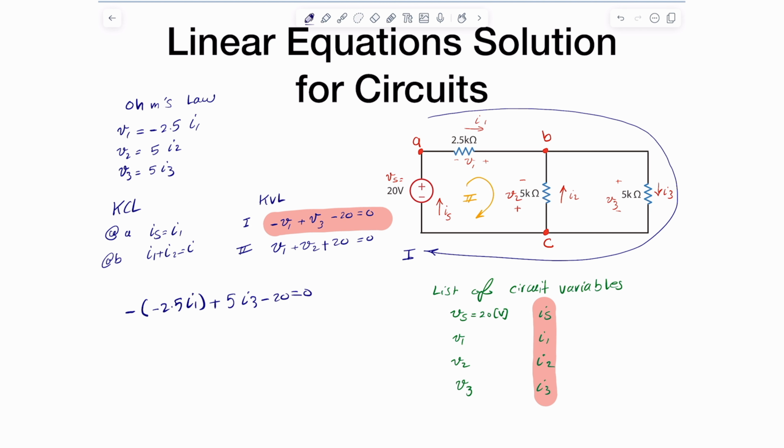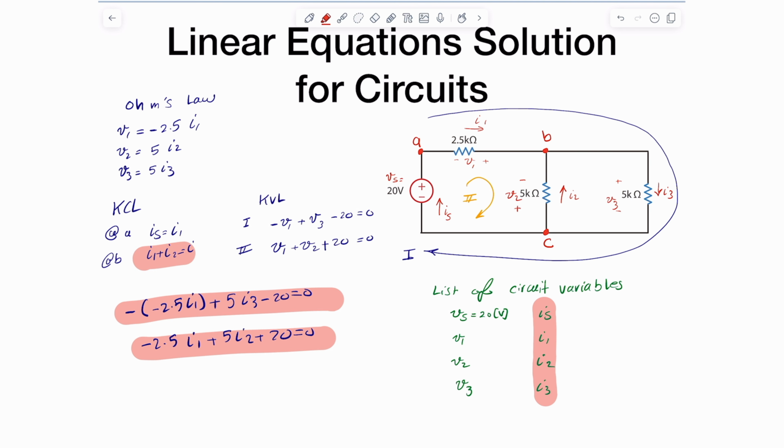Similarly, I can use this equation in here, and I can rewrite it using Ohm's law. So V1 is simply negative 2.5 I1 plus V2, which is 5 I2, plus 20 equals 0. So now what I have is the following. I have this is equation 1, 2, 3, and 4, and these are 4 unknowns, 4 equations. Then we can basically figure out everything that we need in the circuit.